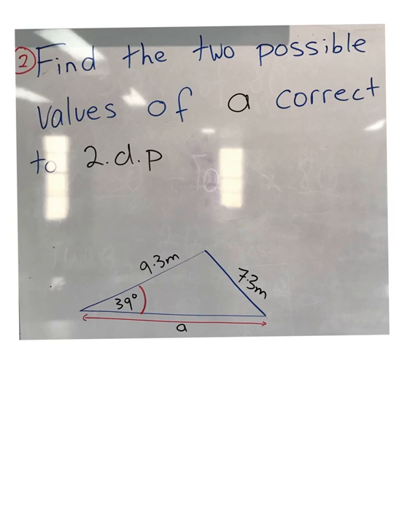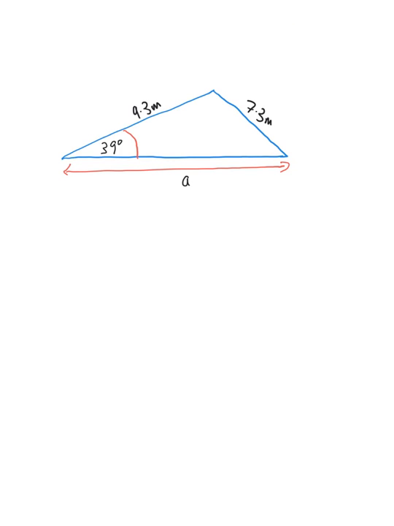Here is the second question. Pause now if you'd like to have a go at it. Now the question stated find the two possible values of A. I'll come back to that later. Let's just have a look at the triangle I've drawn here.